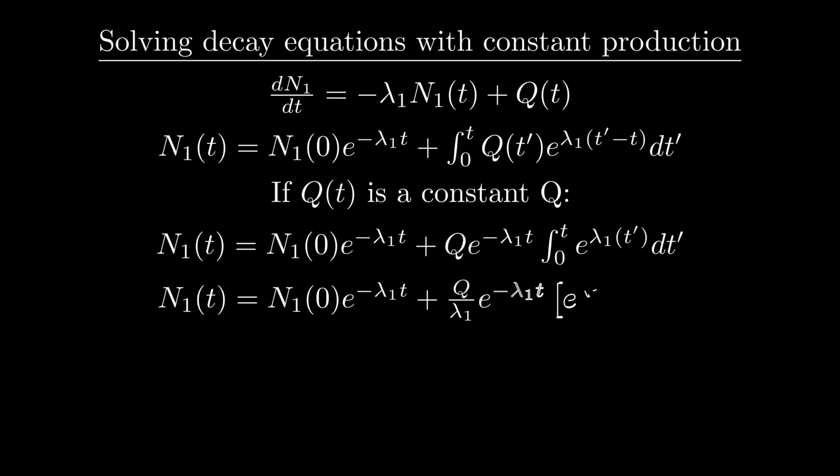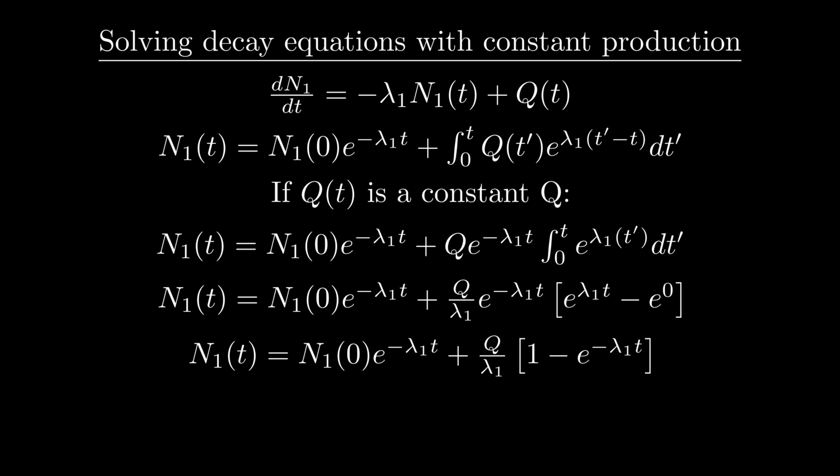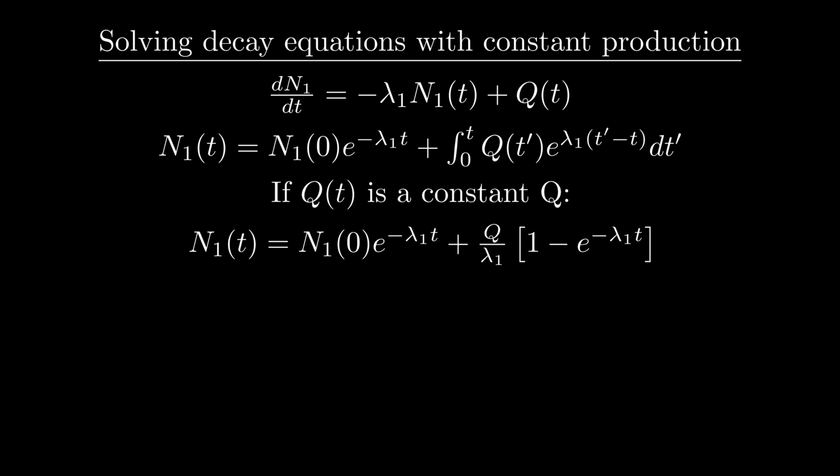find that n1 of t is equal to n1 of 0 times e to the negative lambda 1 t plus q over lambda 1 times the quantity 1 minus e to the negative lambda 1 t. Notice that if the rate of production was equal to 0, we would have the expression for an isotope decaying in isolation, as expected. So the first term represents the initial isotope's population decaying away over time, and the second term represents the portion of x1's population that's attributable to the outside production as it builds up and decays away.